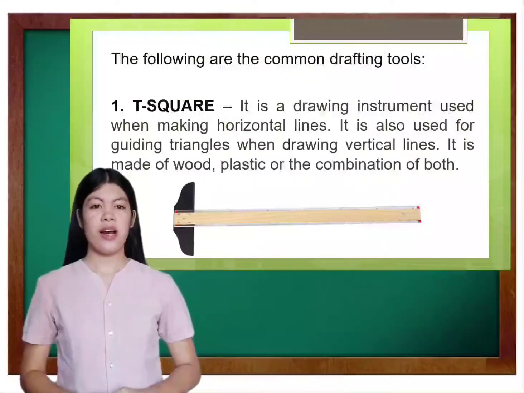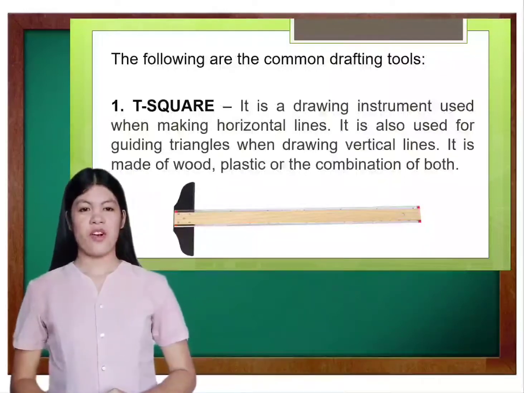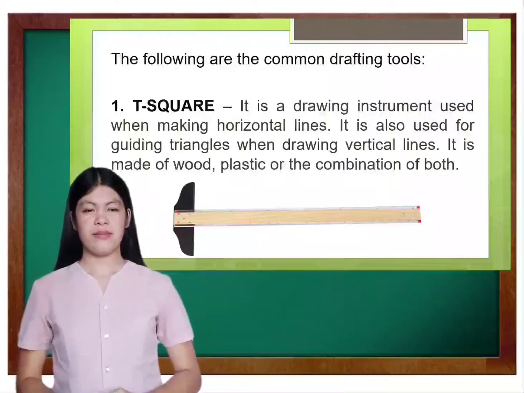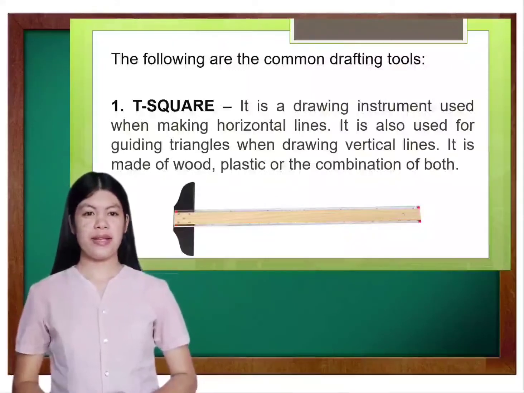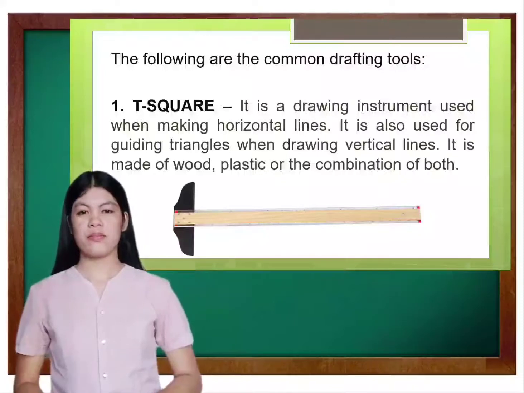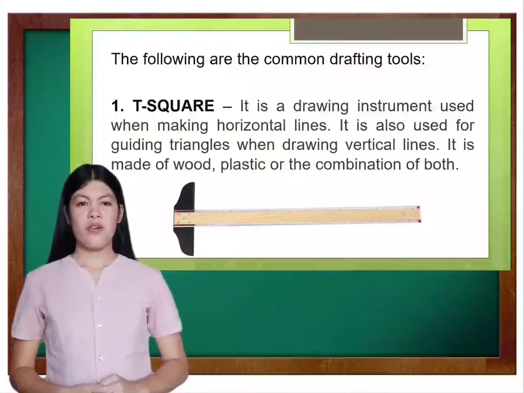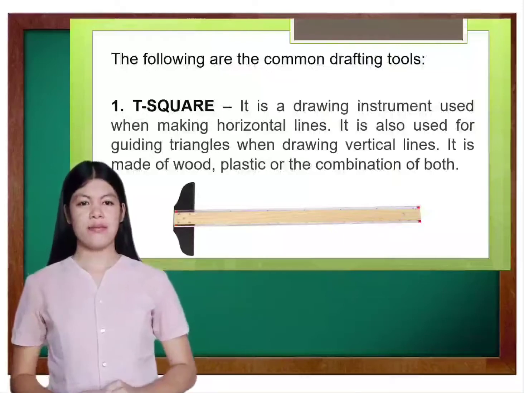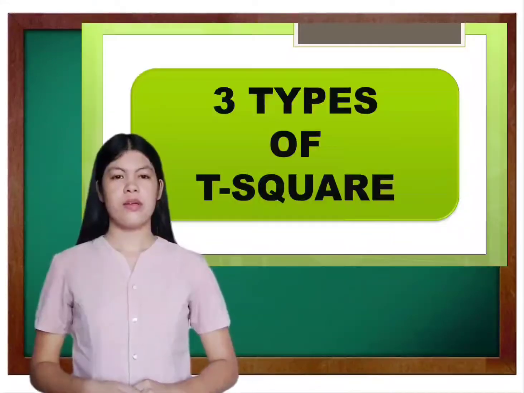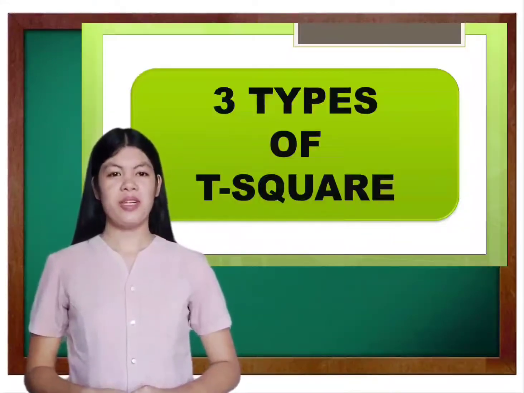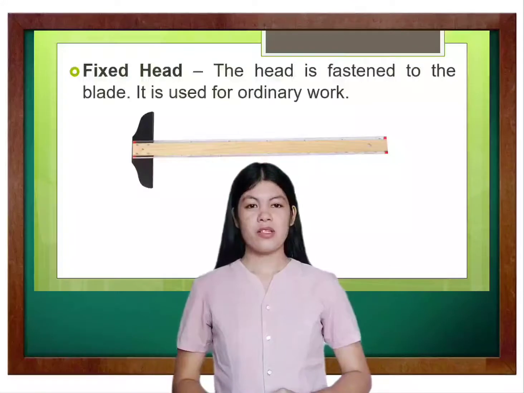The following are the common drafting tools. First, we have the T-square. It is a drawing instrument used when making horizontal lines. It is also used for guiding triangles when drawing vertical lines. It is made up of wood, plastic, or a combination of both. There are three types of T-square.